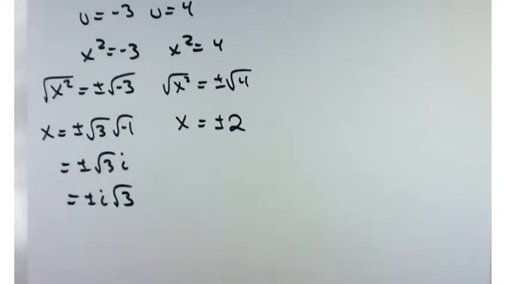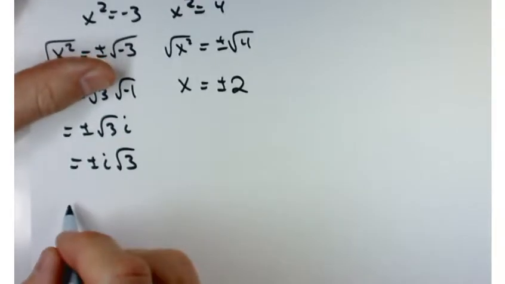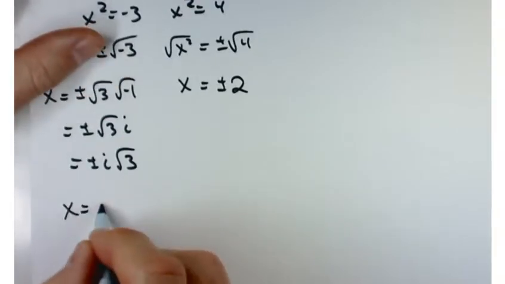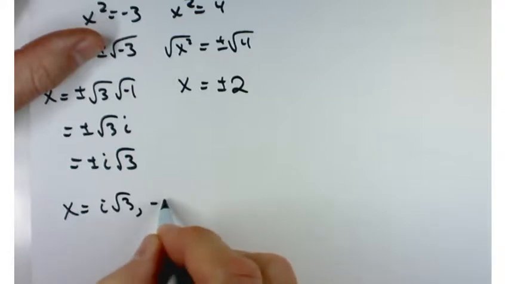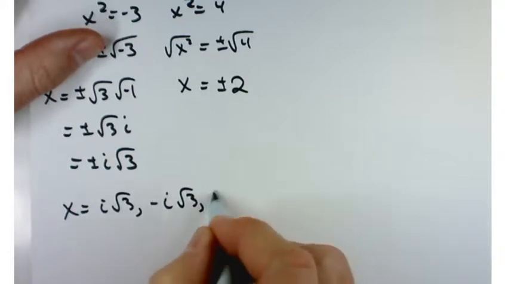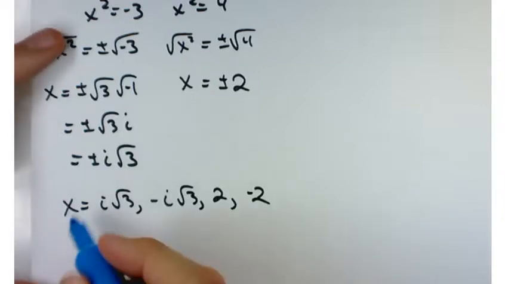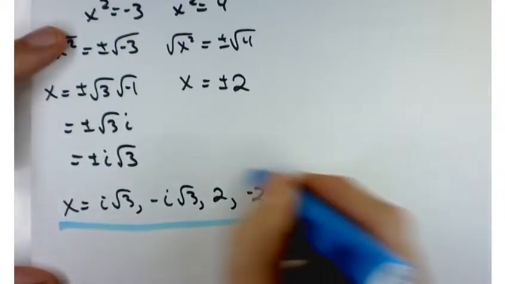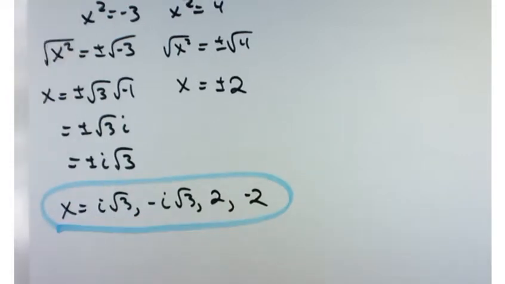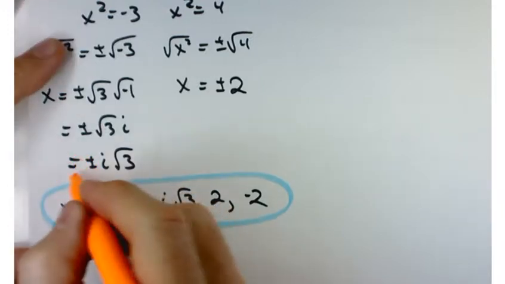So overall, you've got 4 solutions. You have x equals i times the square root of 3, negative i times the square root of 3, 2, and negative 2. So yay, 4 solutions. The trick that made this work was our little substitution that got us around the difficulty of working with a 4th degree polynomial. As far as an exam is concerned, you can leave your answers like this.